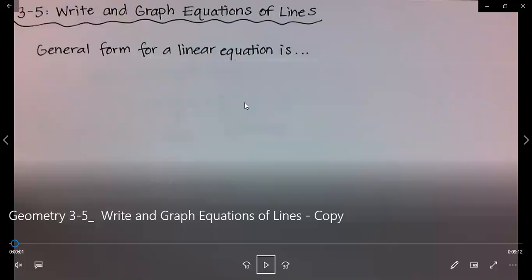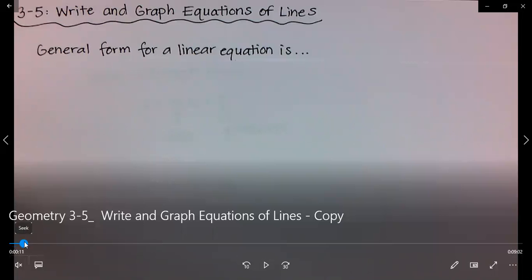Hello, grade 9. Today, inshallah, we are going to study lesson 3.5 in our geometry book, which is talking about writing and graphing equations of lines. First of all, we want to revise together what the general form for a linear equation is.